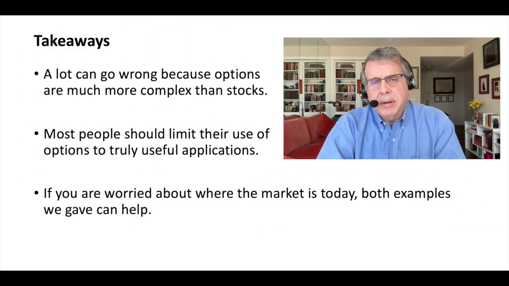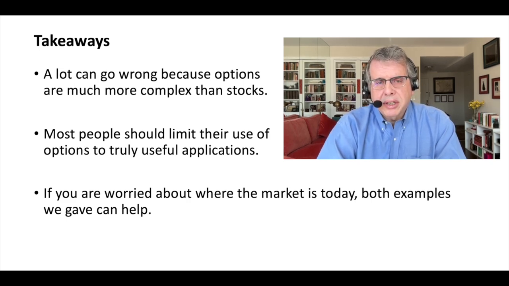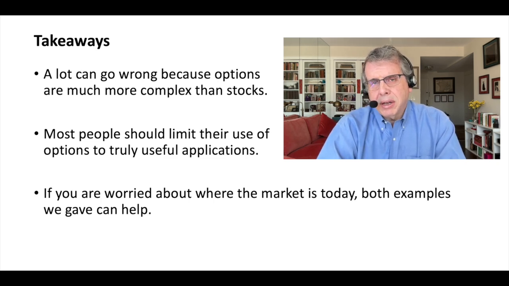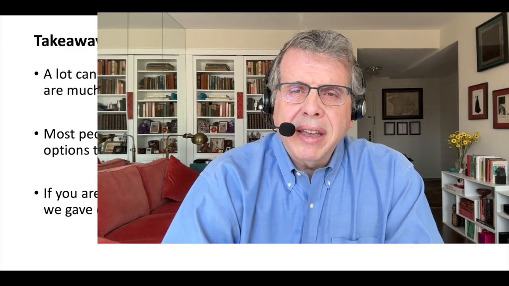So a couple of takeaways here. And just to reiterate, a lot can go wrong in trading options because they're so much more complex than stocks. Most investors should therefore, I think, really limit their use of options to truly useful applications that help them stay invested for the long term. And those are the two examples I gave you. One gives you some peace of mind because you don't have to worry about a cataclysm in stocks and being down more than 20% on the year, which would be horrible, obviously. And it might allow you a little bit of extra income in case you think the market's going to be range bound and you're not going to be making a lot over the near term. So if you're worried about where the market is today, both examples we gave, I think, can really help you.